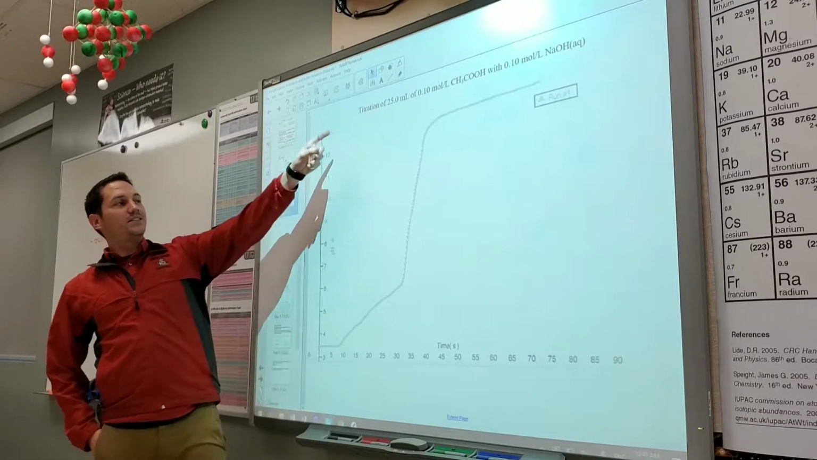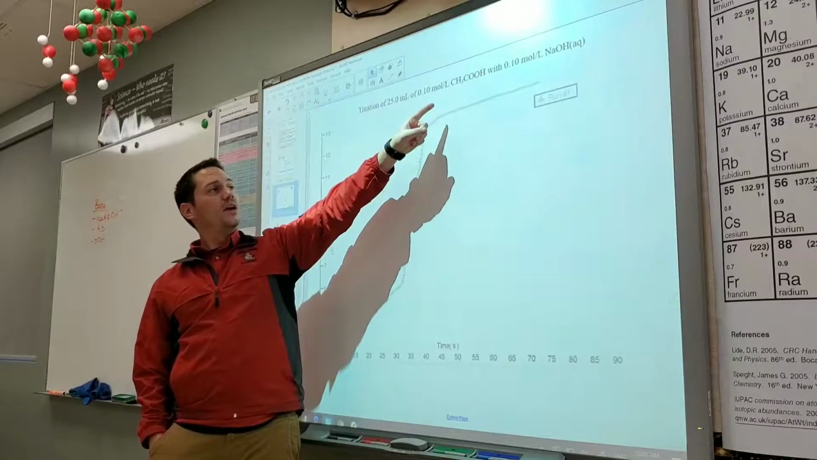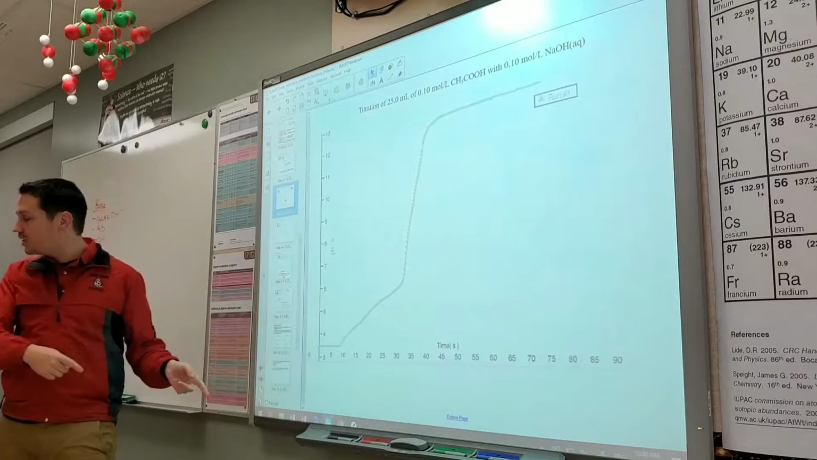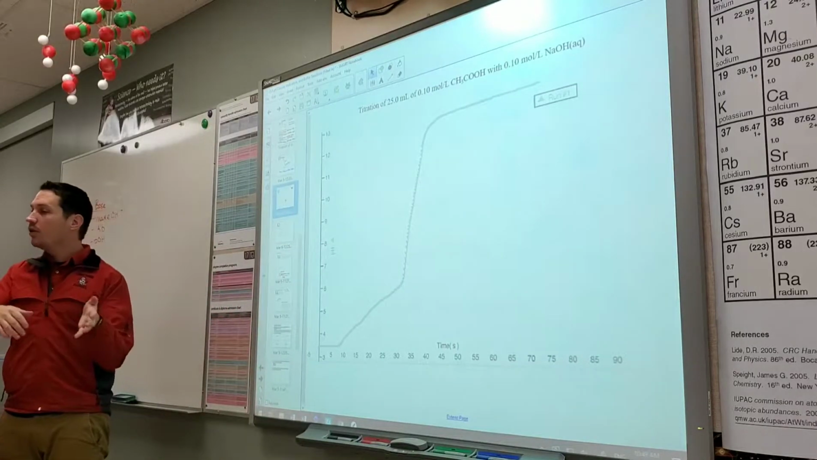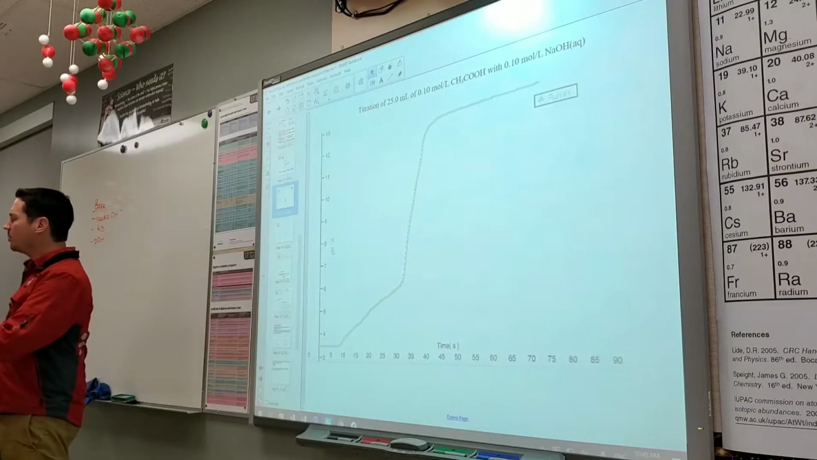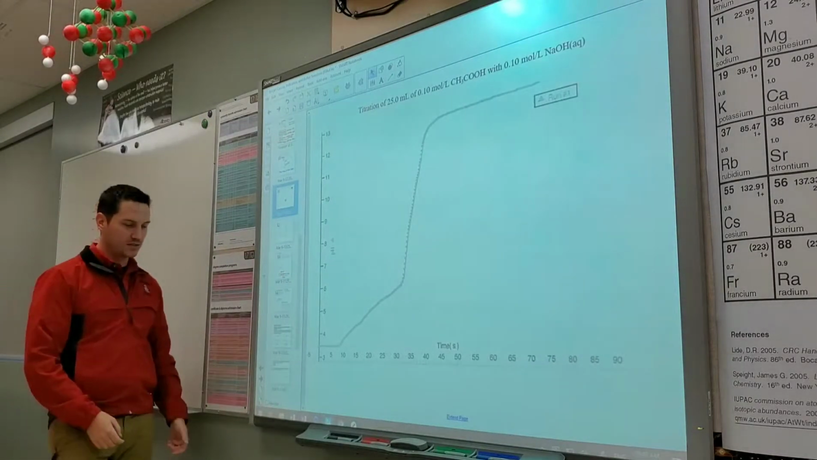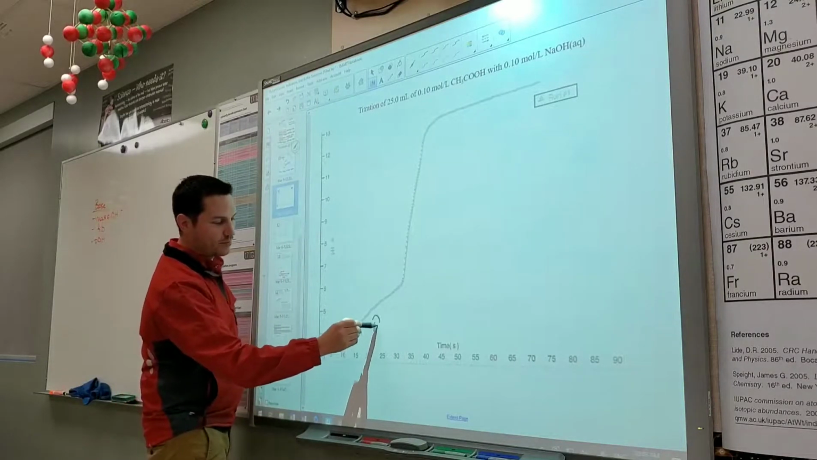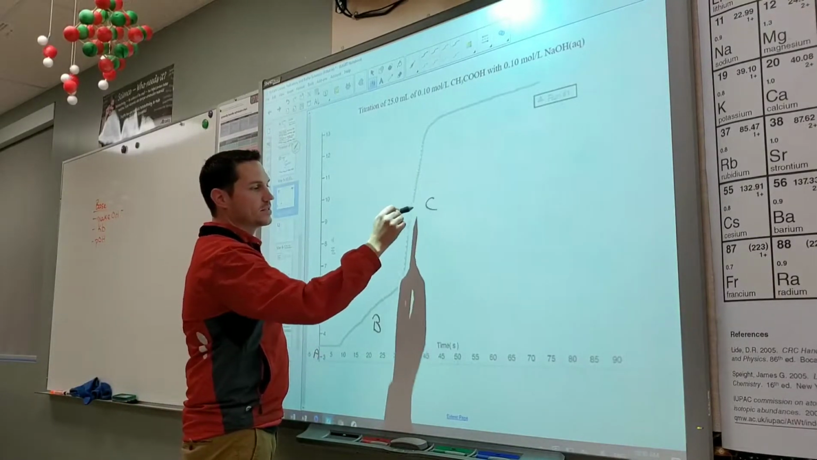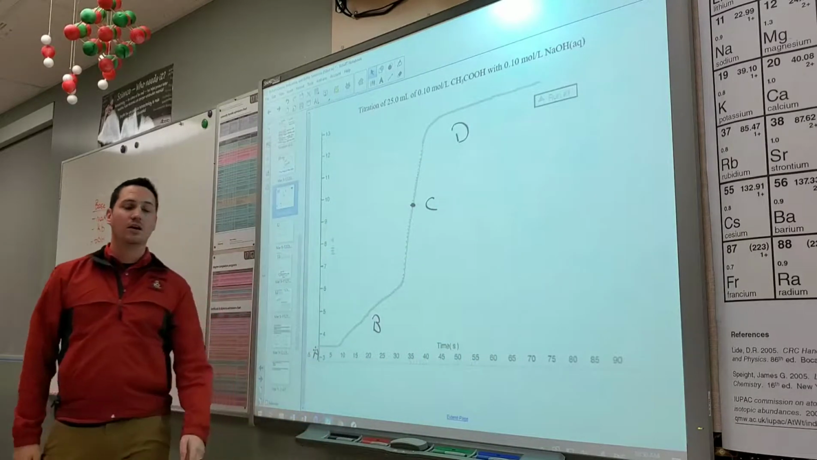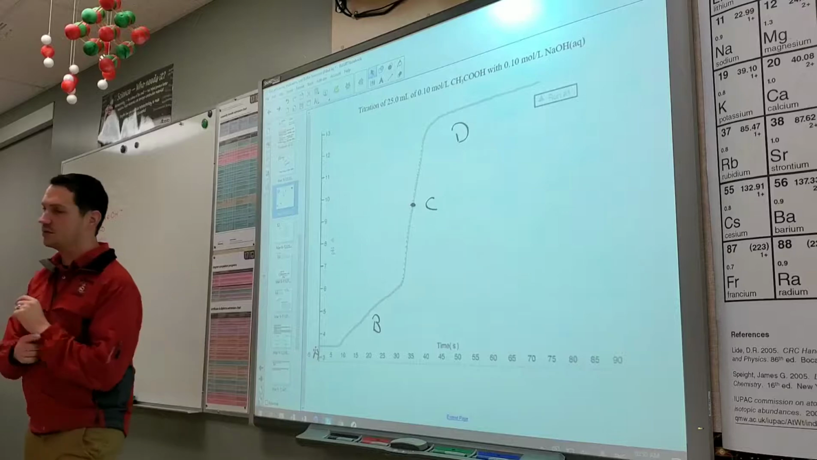So now we have a titration of CH3COOH. I want you to do the exact same thing we just did. I want you to label the different areas and tell me what things are present in those areas. So at A, at B, at C, and at D. What are all the things that are present in those areas?